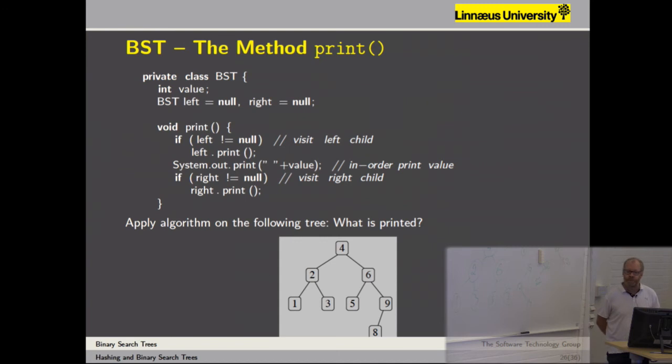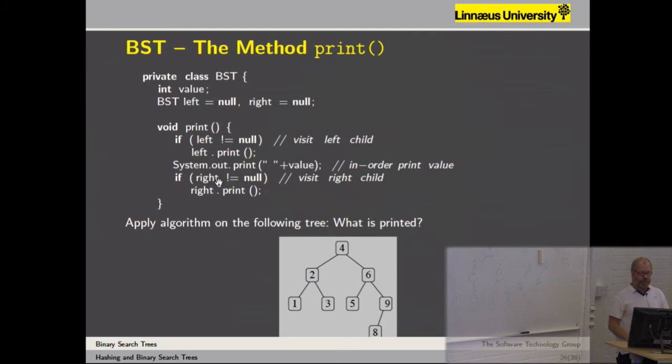Two? One is. We apply this one on four. If left is not equal to null, then we call print on number two. And then we say if left is not equal to null, then we call print on number one. So it will go down left, left, left, and then it will actually print one.